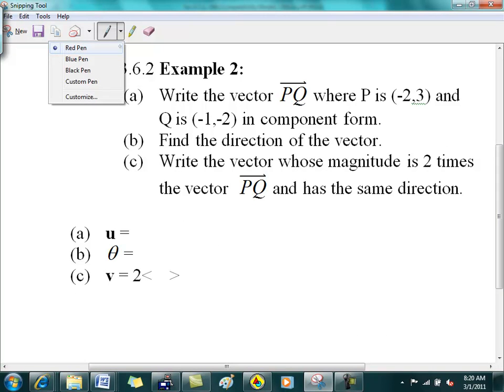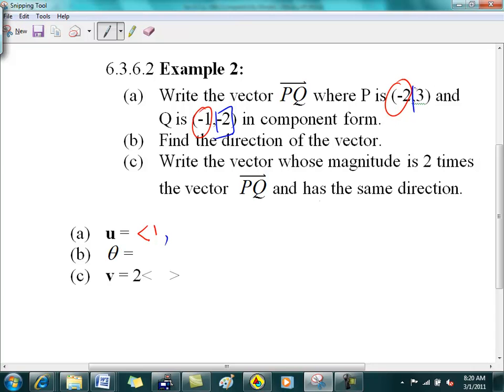All right, so from yesterday, how can we do number A? What was the recipe I gave you yesterday? Terminal minus initial. So the terminal of the vector is minus 1, initial is negative 2, so that would give you a 1 for the x part. I'm taking this minus that. And for the other component, it's the same thing, terminal minus initial. So what does that give you? Negative 5.